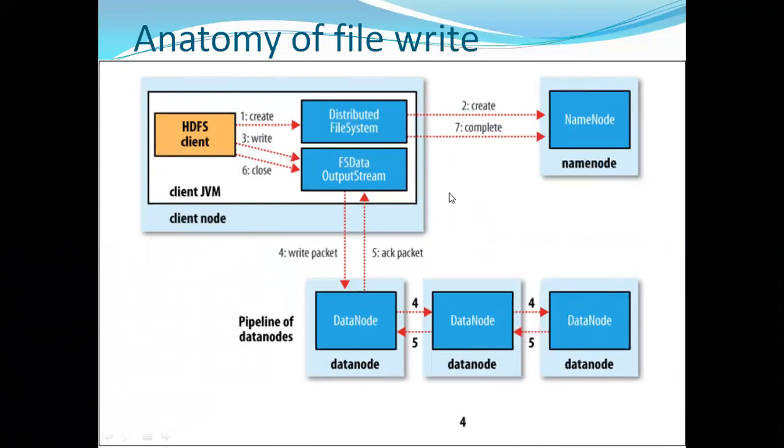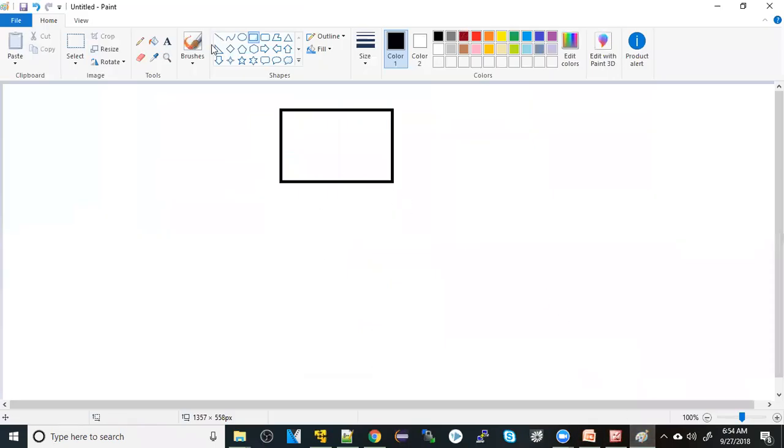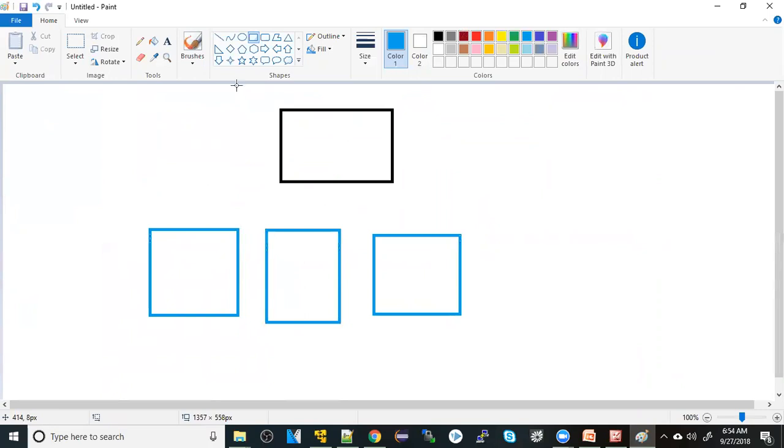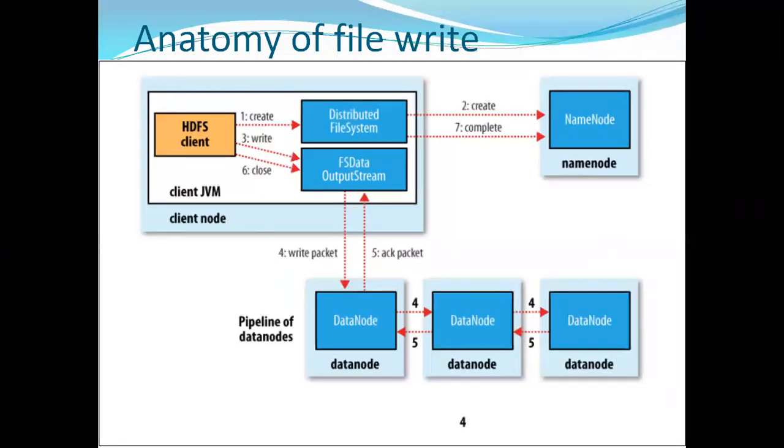If I'm wrong, just correct me. Based on that, the metadata information is only stored on the name node: where the data is stored, which data node has the data. That is the only information the name node is going to have. Correct, exactly. This is the data node, that is the name node. So for the example given in the PowerPoint, we came to know that the name node is going to contact the data node, right?